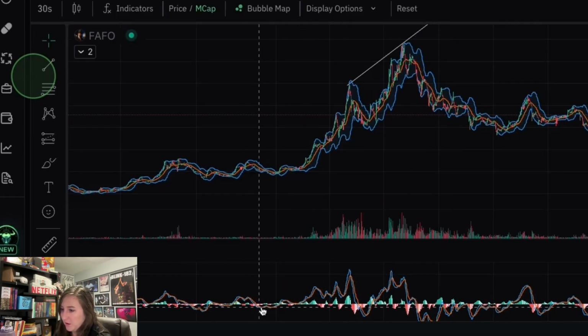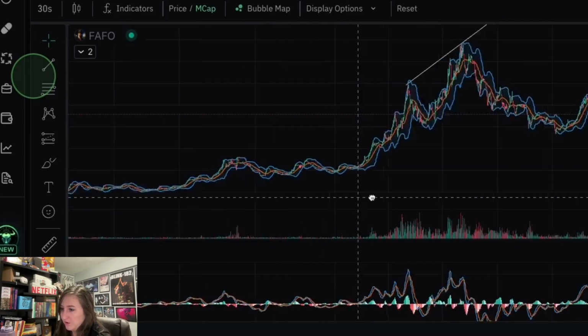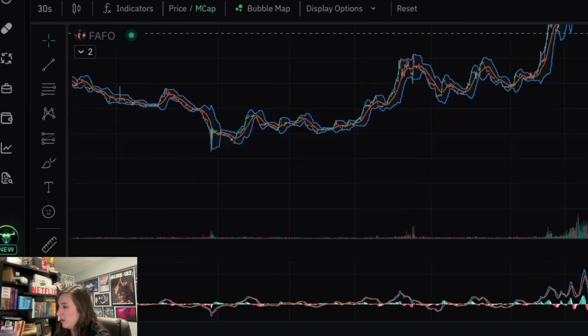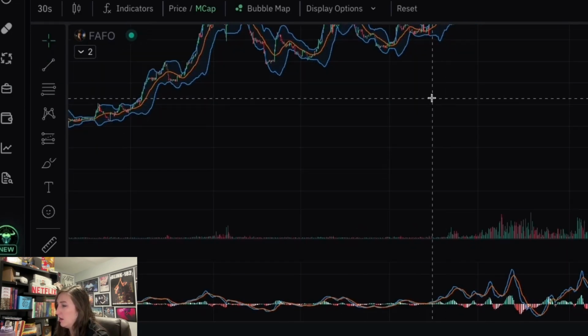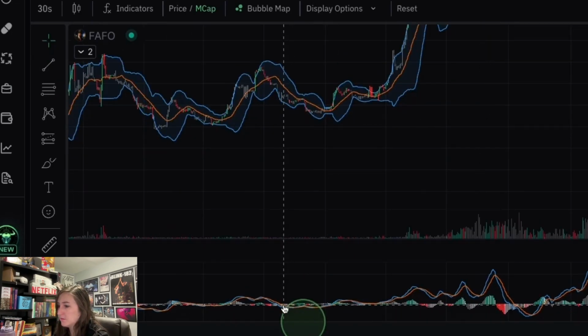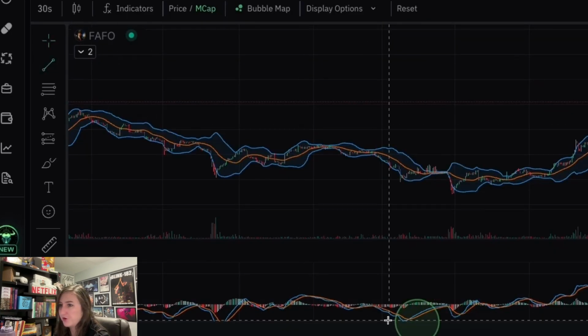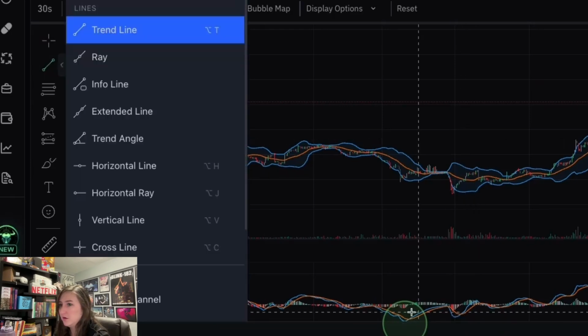Just trying to find a bullish divergence. Here's a little one, I guess. So like this kind of did a double bottom almost. But here's a general push upward. So I'll grab this trend line. This would be a bullish divergence.